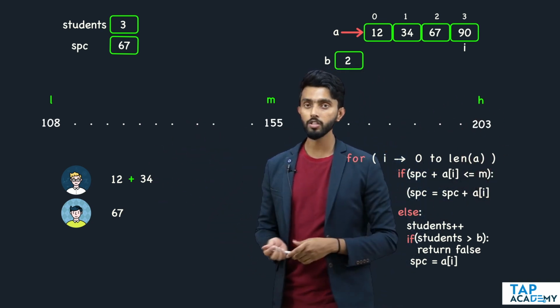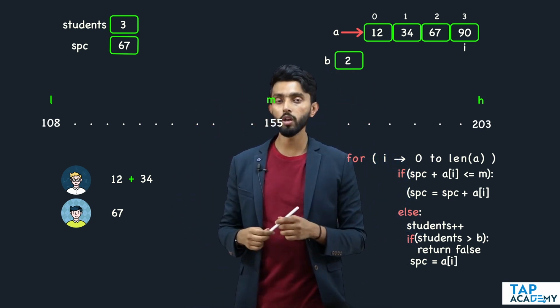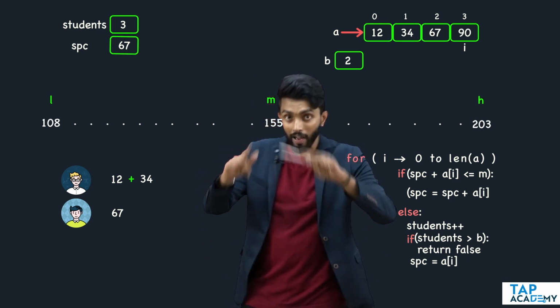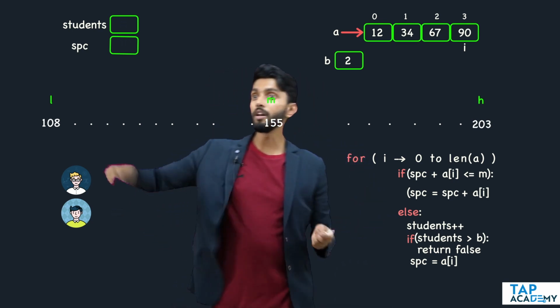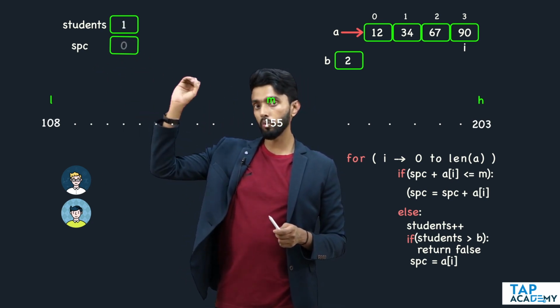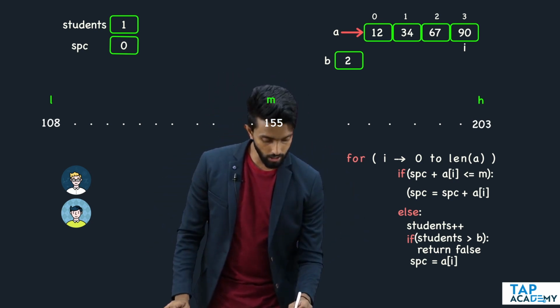Now to check whether it is right or wrong, I want to check whether this is a possible solution. How to check whether this is a possible solution? Same logic. So see, again I will be using this. So I will reinitialize everything. Students will be initially 1. Student page count will be 0, right? And now when I start, the i value starts from the beginning.